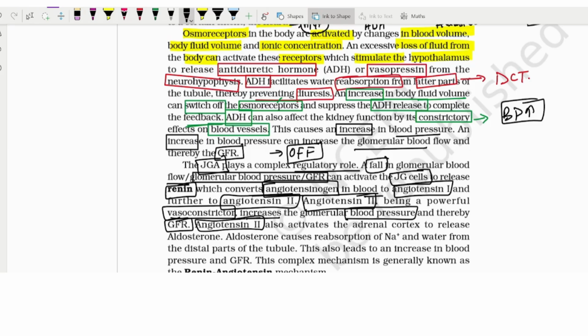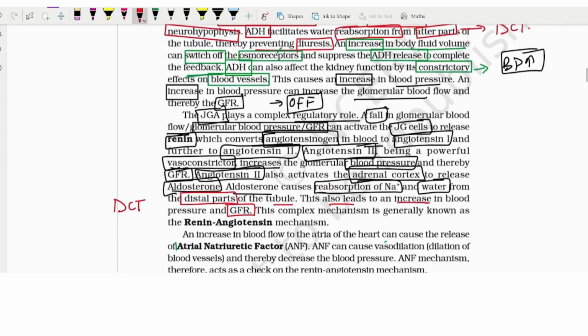Angiotensin II also activates the adrenal cortex to release aldosterone, and finally aldosterone will cause the reabsorption of the sodium and the water. What will it cause? It will cause the reabsorption of sodium and water from the distal part. Distal part is what? Distal part is actually the DCT part of the tubules, and this will cause the increase in the blood pressure, and finally the GFR will increase. This mechanism is known as the renin angiotensin or the renin angiotensin aldosterone mechanism.